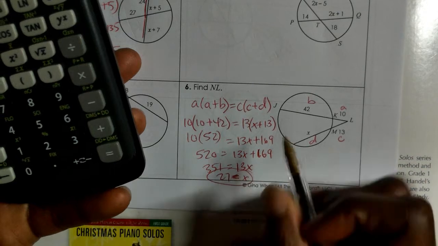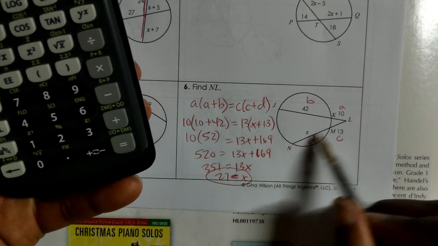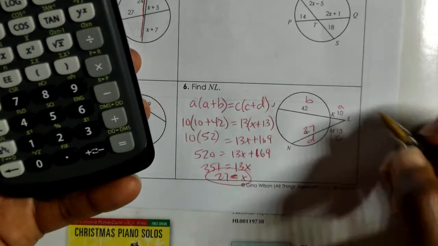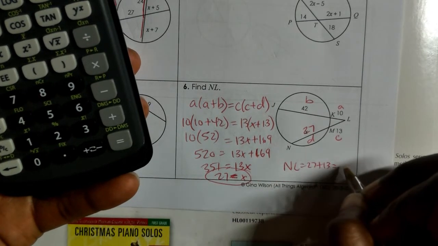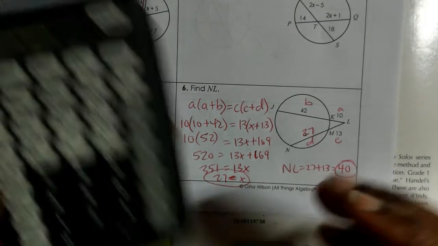Okay, this one wants us to find NL, so we would plug in x is 27, and then NL is going to be 27 plus 13, or 40.